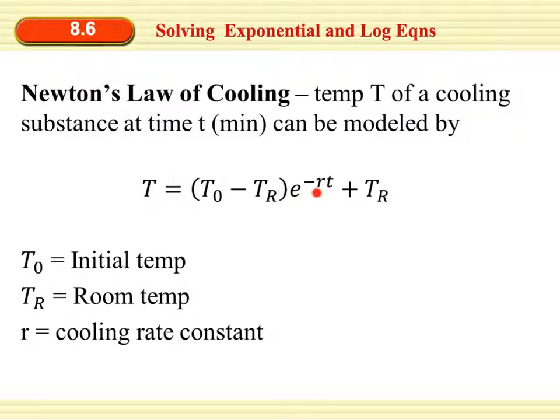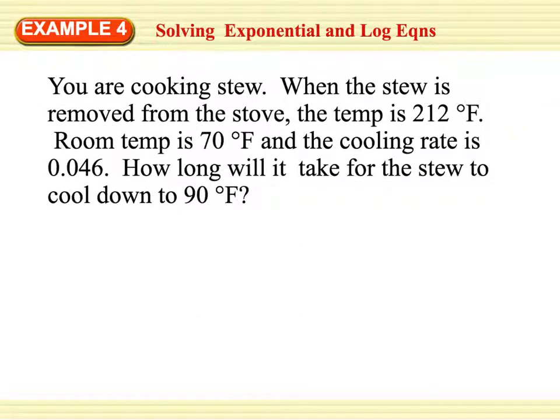R is going to be your cooling rate constant. T is again going to be your time in minutes, plus your room temperature. And you'll see here in our next example how we can use this. So for example 4, it says you are cooking stew. When the stew is removed from the stove, the temperature is 212 degrees Fahrenheit. The room temp is 70 degrees Fahrenheit, and your cooling rate is 0.046. We want to find out how long it will take for the stew to cool down to 90 degrees Fahrenheit.